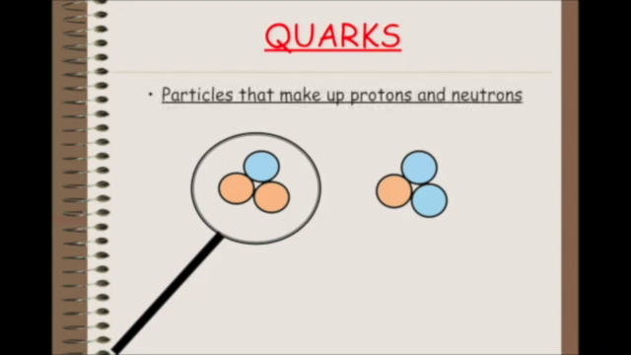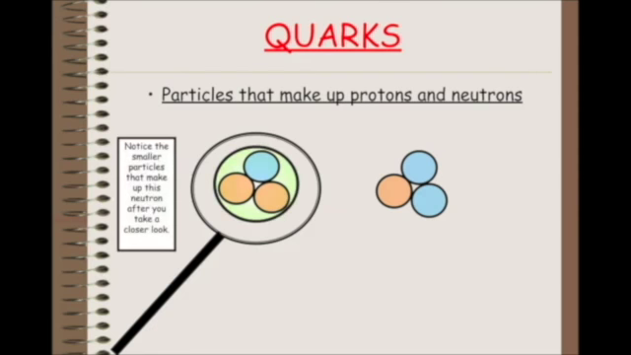They are particles that make up protons and neutrons. So yes, there are in fact things that are smaller than protons, neutrons, and electrons, and they are called quarks, and they make up protons and neutrons.